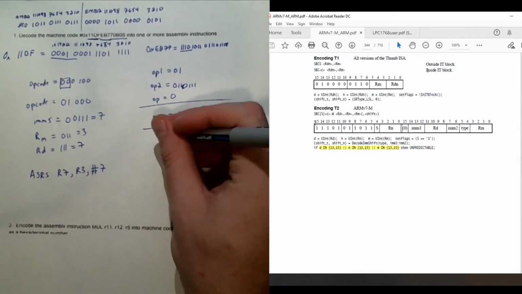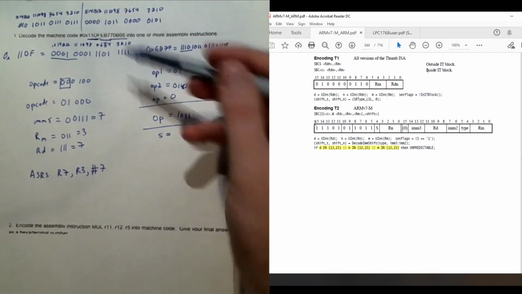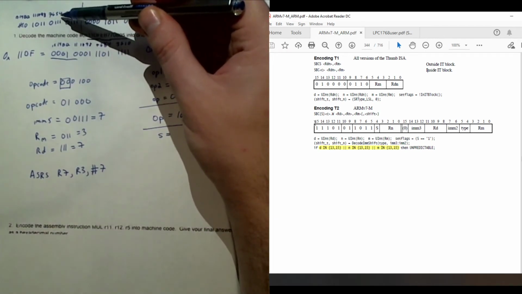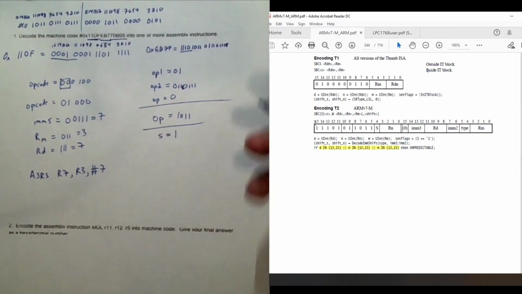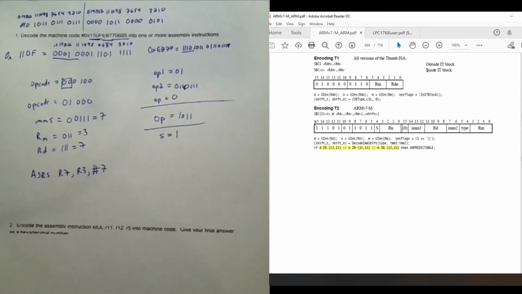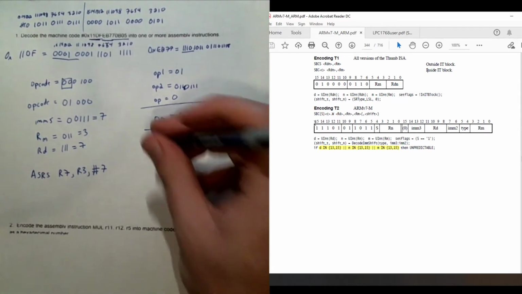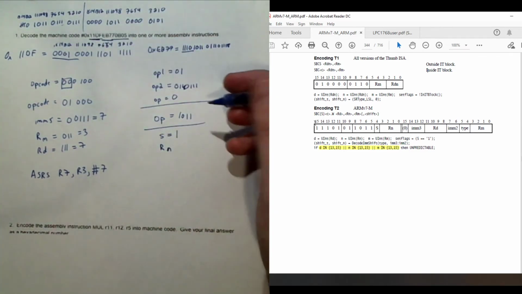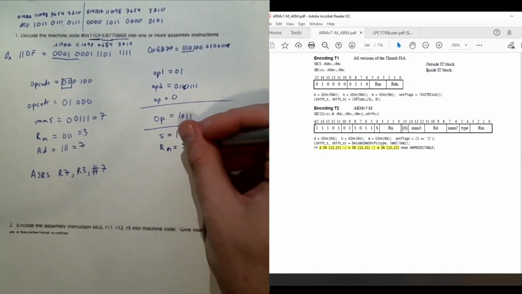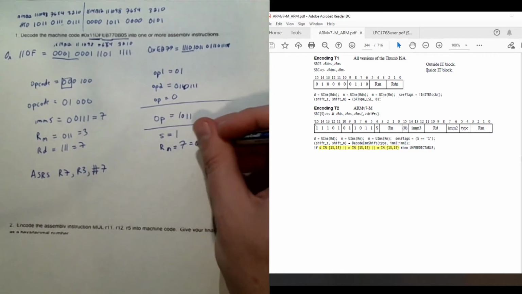So S is the 4th bit of the first part here. Bit 4 there is a 1, which means S is going to be 1. So this is an SBCS instruction. It is going to set the flags, and that's why that S is a 1. So we're going to add that S to the end. Rn is the next 4 bits, so that's 0, 1, 1, 1. That means Rn is 7.